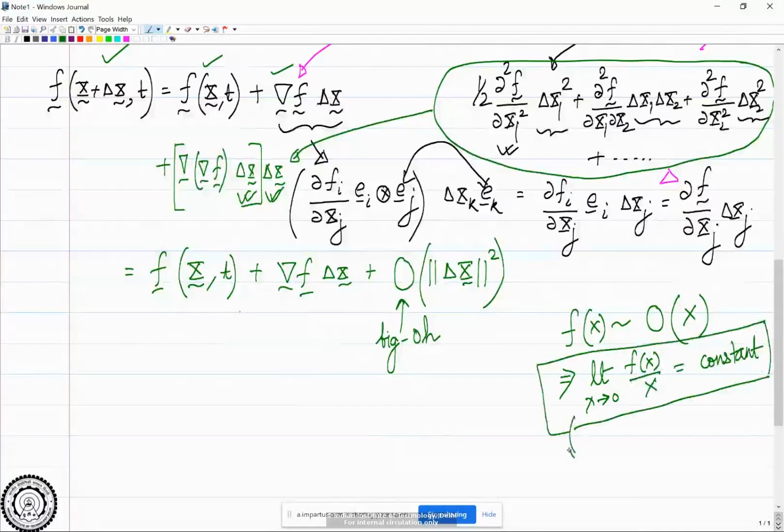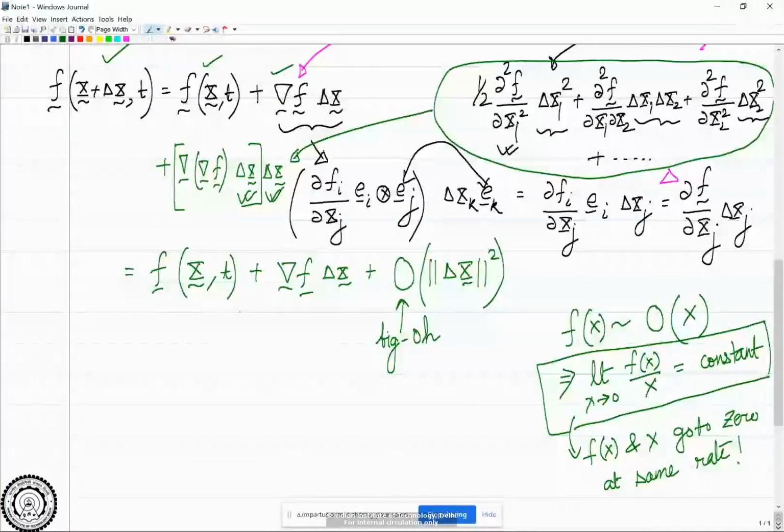And critically this means f of x and x go to 0 at the same rate. See, if f of x were going to 0 quicker than x, suppose f of x was x square, so it is going to 0 quadratically. And so if you divide x square by x, it is x and then it becomes 0. So f of x is then not of the order of x, then it is of the order of x square.